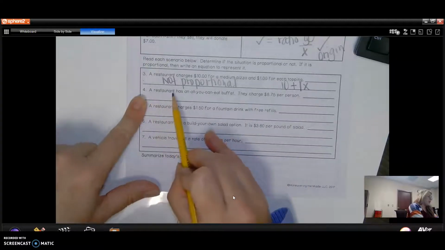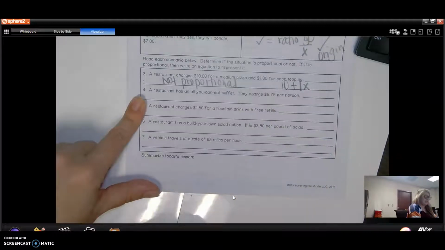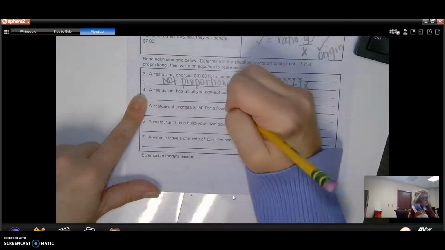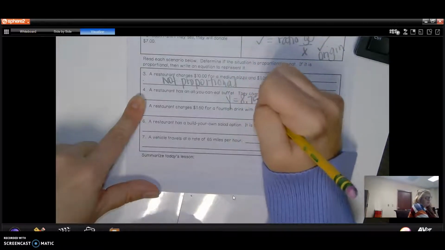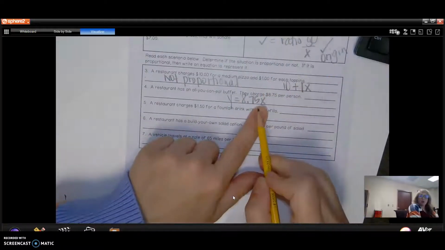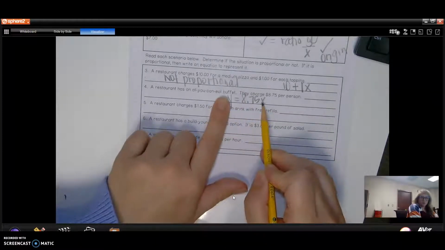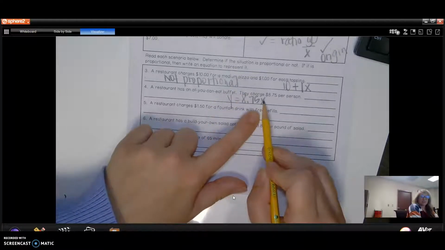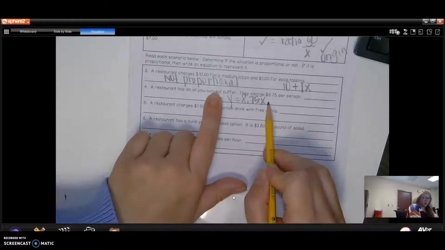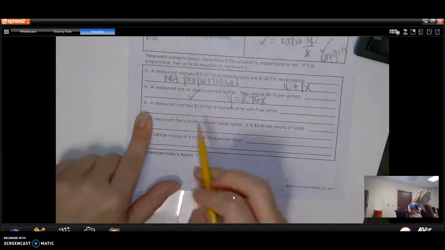Number 4, a restaurant has an all-you-can-eat buffet. They charge $8.75 per person. So this is proportional. It would be y equals $8.75x. If x was one person, $8.75 times 1 would give us our y. If x was 2 people, $8.75 times 2 would give us our y. Number 4, yes, is proportional. I'm going to write that as well.